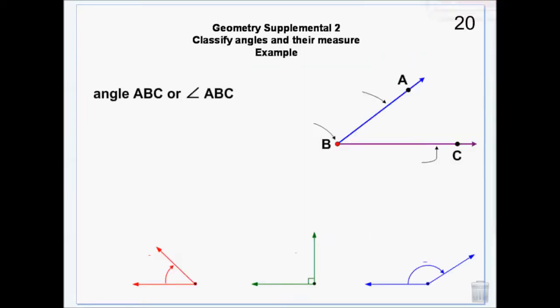And we talked about that an angle is made up of two rays. This is ray BA, the blue. And the purple is ray BC. And B is our vertex.